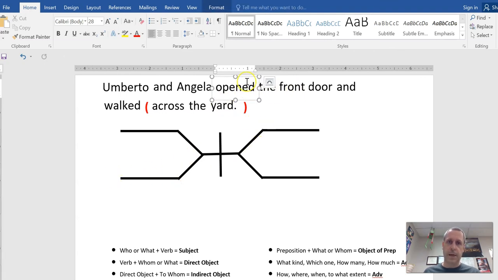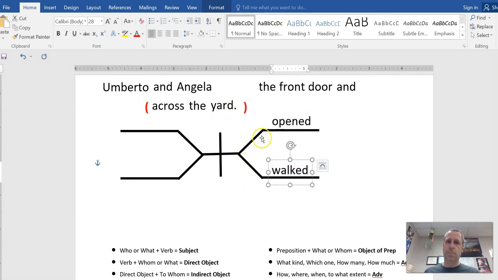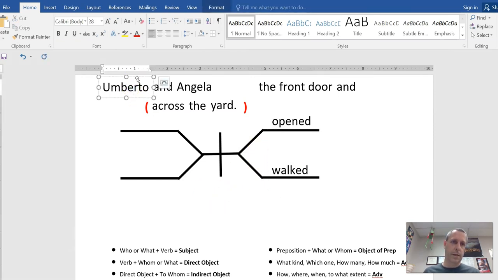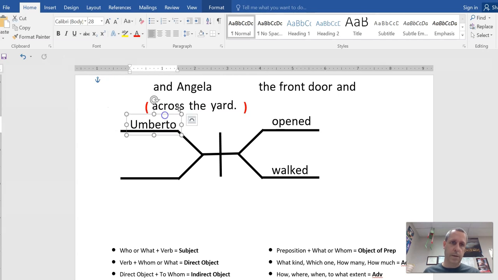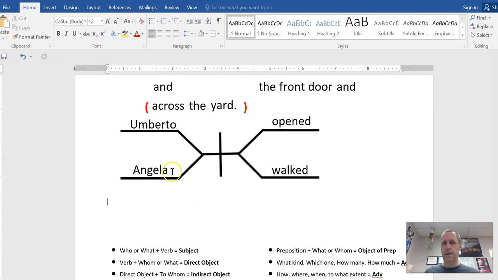So I'm going to take those different parts of the verb, opened and walked, and place those on those parts of the line. And then I'm going to take the subject, Umberto, and the other subject, Angela, and place those on the subject side of the line. So they're of equal importance now. Umberto and Angela opened and walked.